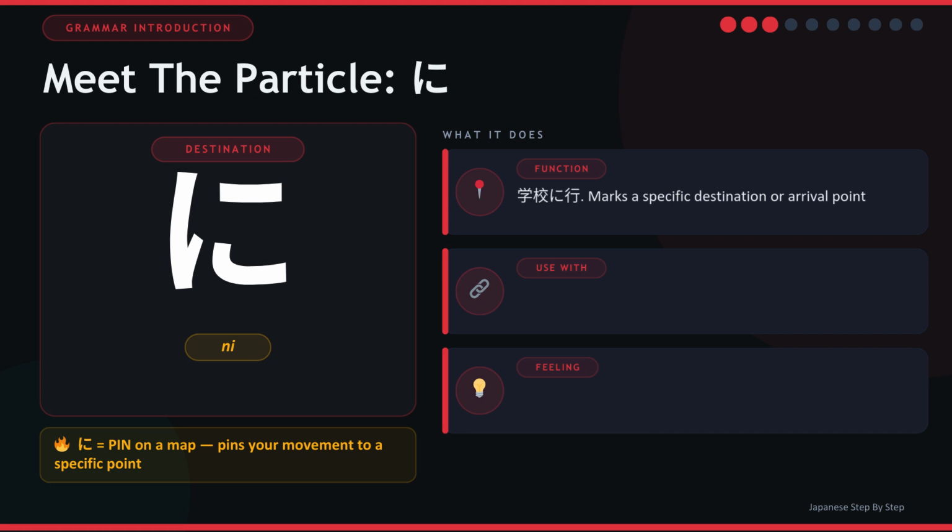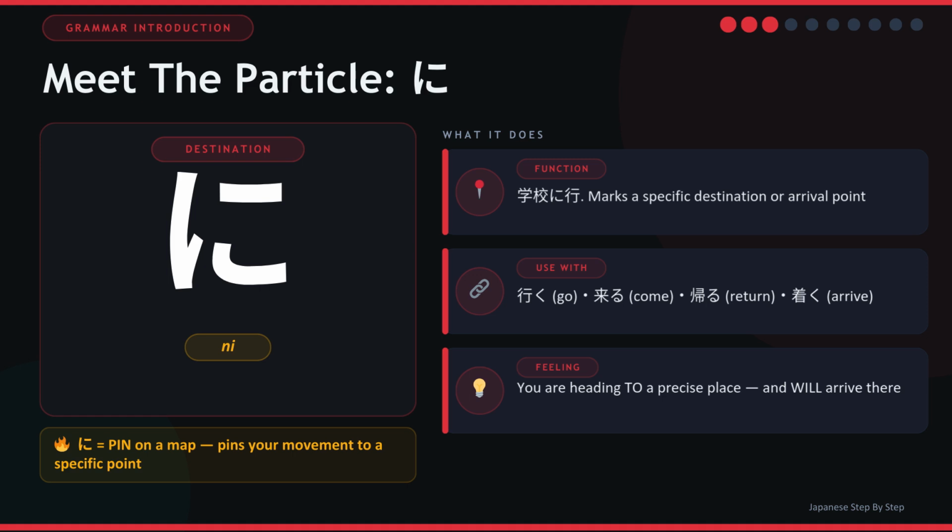学校に行く。 Function. Ni marks a specific destination, a precise arrival point. When you use ni, you're telling the listener exactly where you're landing, not just which direction you're heading. 行く、来る、帰る、着く。 Ni with movement verbs. Go, come, return, arrive. These are the 4 most common verbs in daily Japanese. Every single one of them pairs naturally with ni. Memorize that list. You'll use it every day.